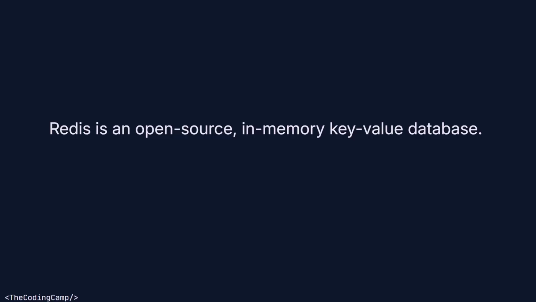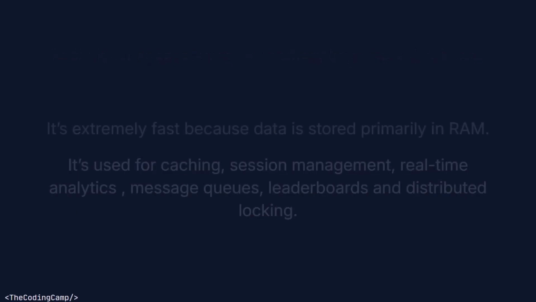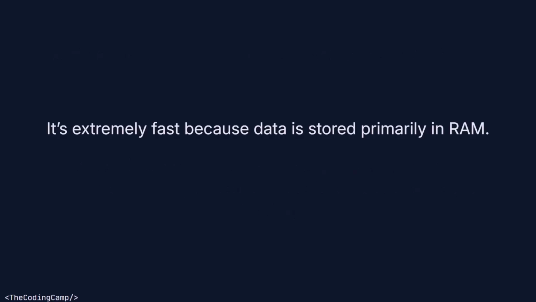In modern system design, speed matters. Applications often become slow because databases are disk-based and require expensive reads and writes. Redis solves this problem. Redis is an open-source in-memory key-value database. It's used for caching, session management, real-time analytics, message queues, leaderboards, and distributed locking. It's extremely fast because data is stored primarily in RAM.